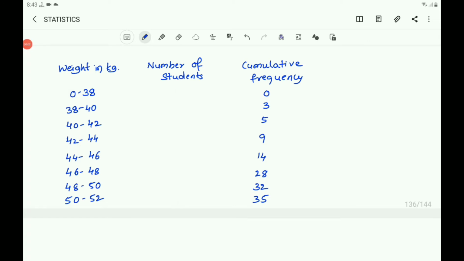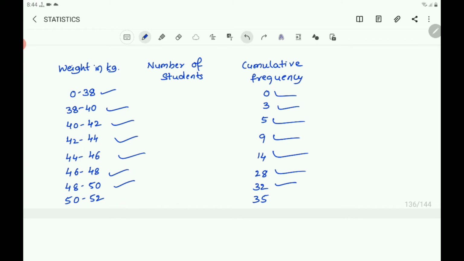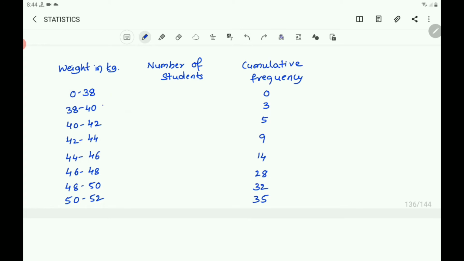By using the given data, write the frequency distribution table. Here it is given that less than 38, 0, less than 40, 3, less than 42, 5, less than 44, 9, less than 46, 14, less than 48, 28, less than 50, 32, less than 52, 35. So here the size of the class is 2, and we have taken the classes 0 to 38, 38 to 40, 40 to 42, 42 to 44, 44 to 46, 46 to 48, 48 to 50, 50 to 52. And here we have to write the number of students for each class.